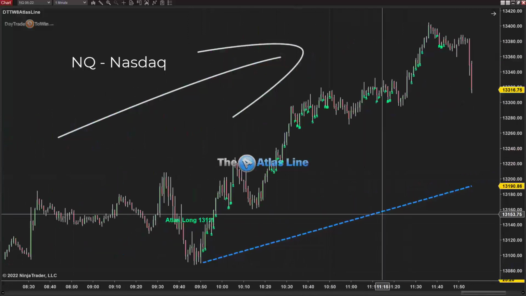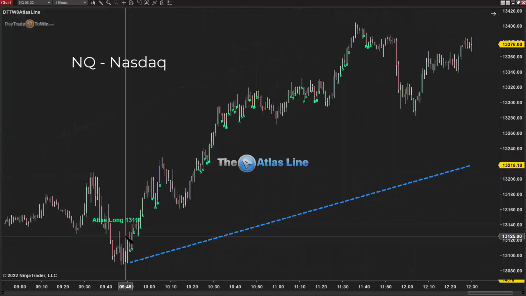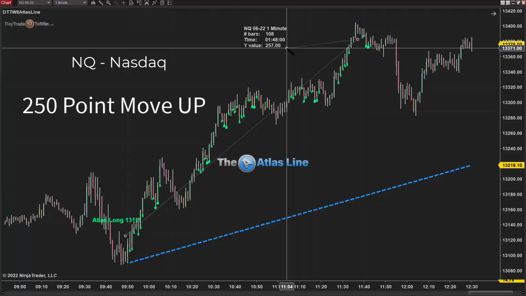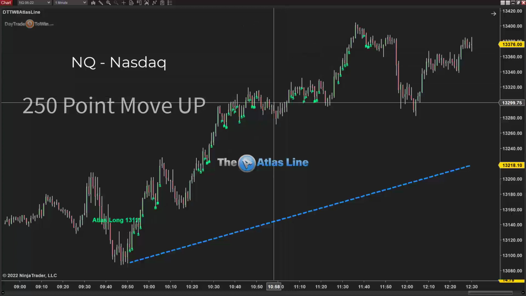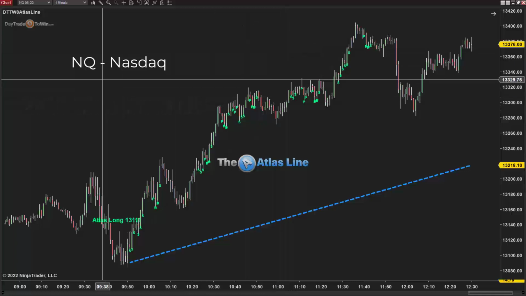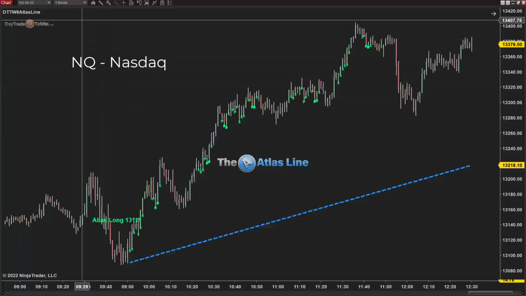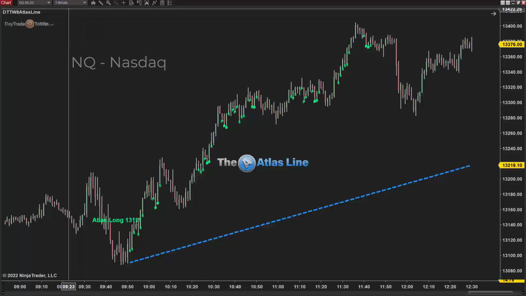Just long opportunities. Now, on the NASDAQ, getting long and going for 200 points, the market went at least 250, is a great way to take advantage of trending days. Just follow the rules, understand how the Atlas line works, the signals, how they're generated, and that way you'll be able to follow along using our price action rules and methods.